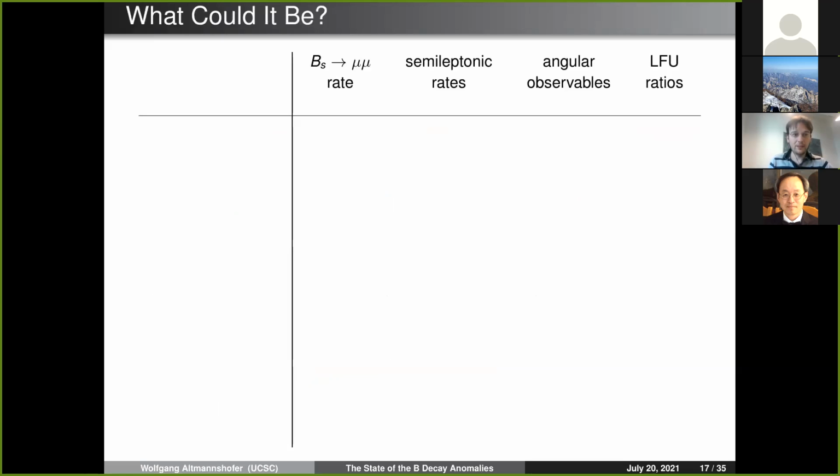Okay, so what could it be? We went through these various observations, various measurements. So now we can discuss briefly what could be behind those various anomalies. There could be experimental issues. Maybe. I'm not an experimentalist, I'm a theorist, so I don't feel qualified to comment on that. I'm not aware of any experimental issues that could explain those things. But who knows? This is something that I can't fully exclude, I guess.